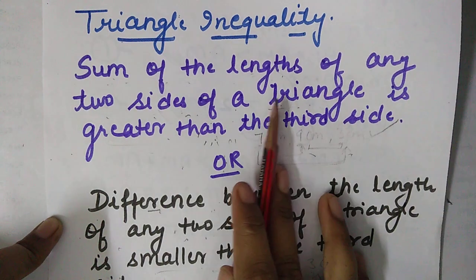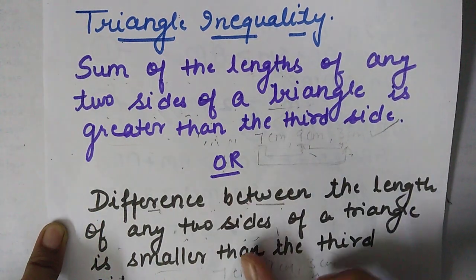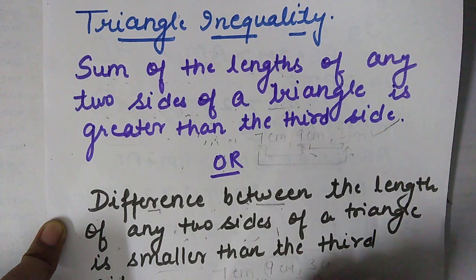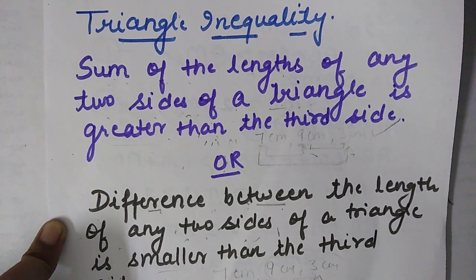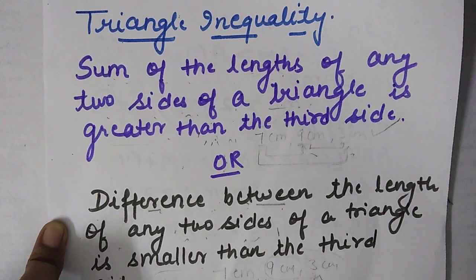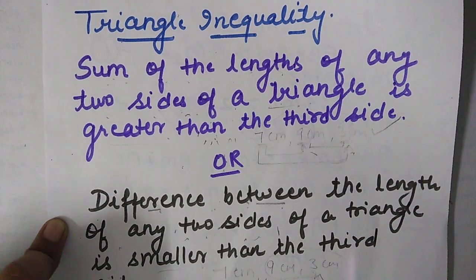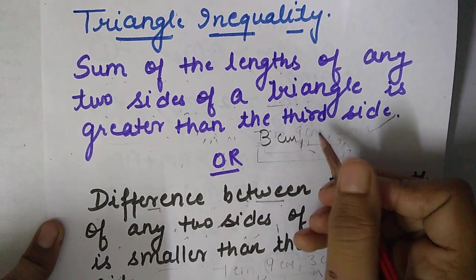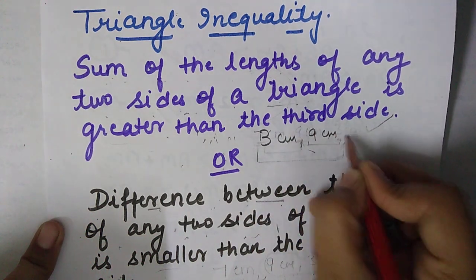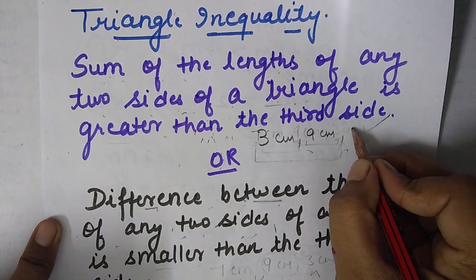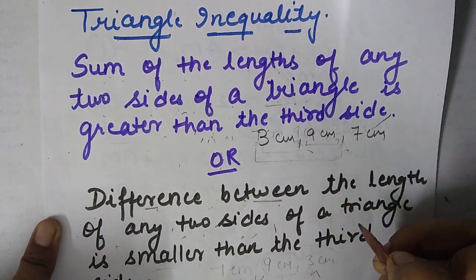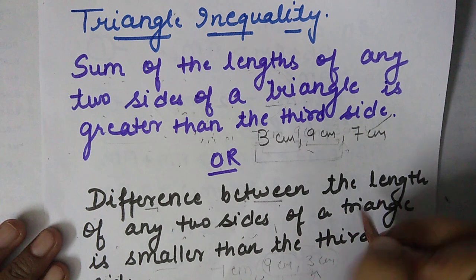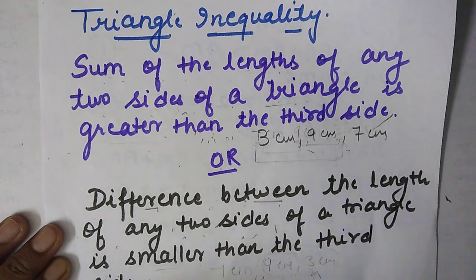And this triangle inequality property is useful to know if it is possible to draw a triangle when the lengths of three sides are known. If the lengths of three sides are given, this property can be used to know if the triangle is possible or not. Suppose I have given three sides: 3 centimeter, 9 centimeter, and 7 centimeter. Is the triangle possible? For that you have to use the triangle inequality.